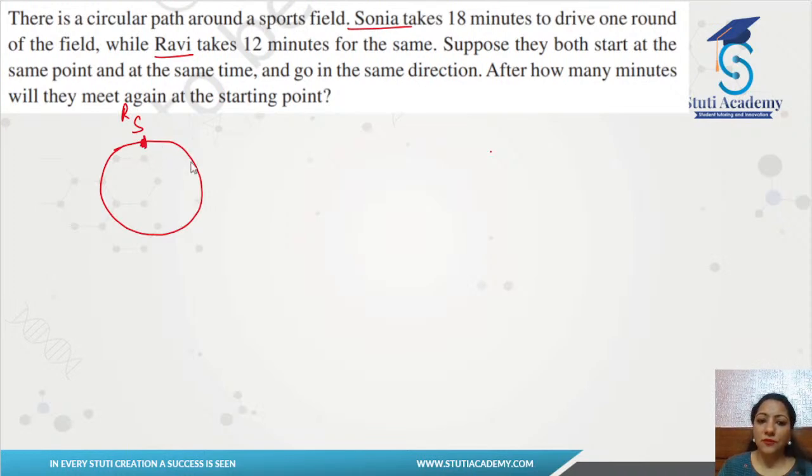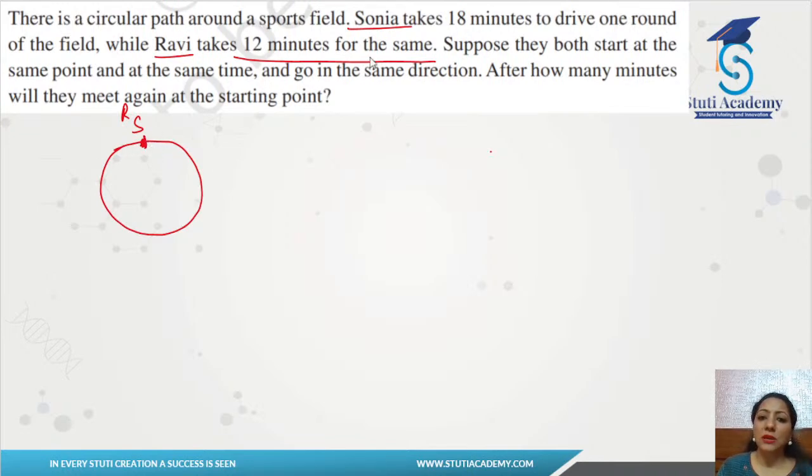So Sonia is going to take the first round in 18 minutes. She's going to reach here. Then she's going to take another round. That's how she's going to complete 36 minutes, because 18 minutes for the first round and 18 plus 18 minutes for the second round. So two rounds. That's 36 minutes. In the same way, Ravi takes 12 minutes for the same round. So he completes 1 round in 12 minutes. The second round he's going to complete in another 12 minutes. That means he's going to take 24 minutes. And the third round in 36 minutes.